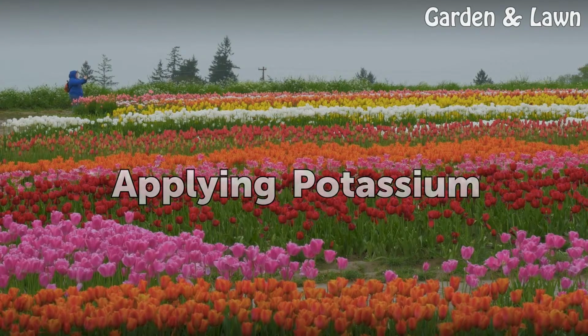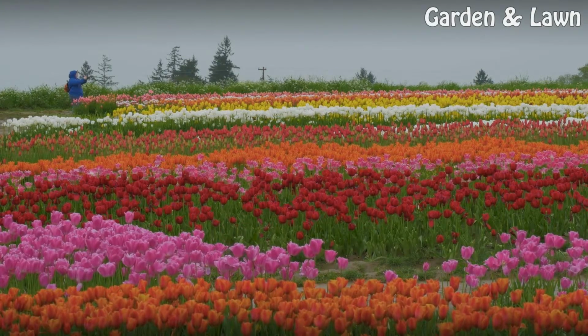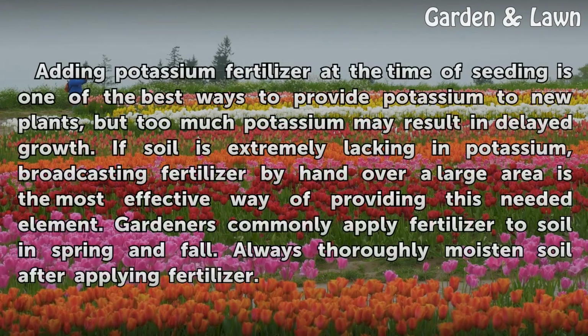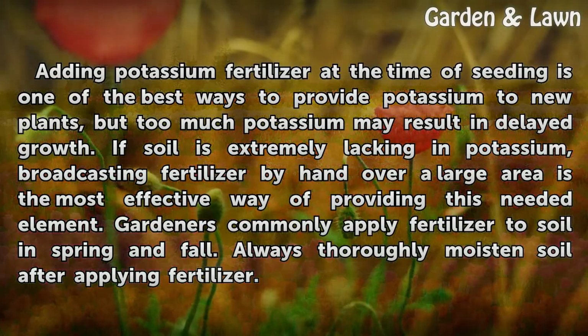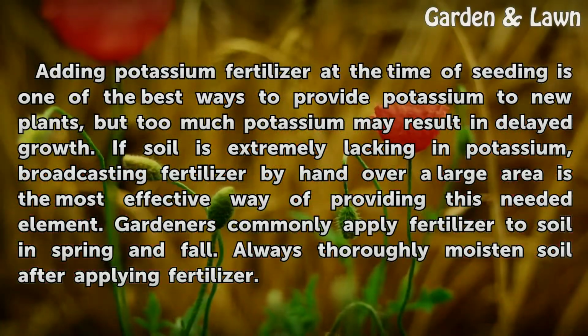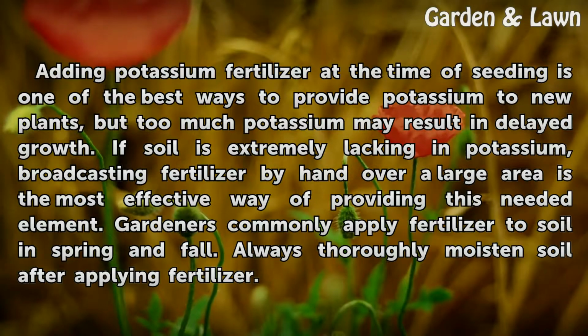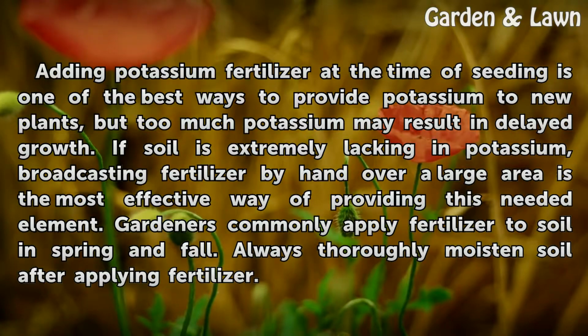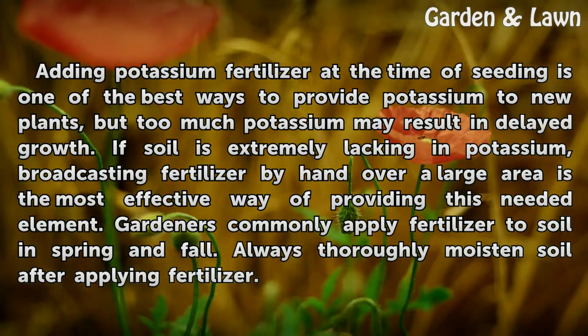Applying potassium. Adding potassium fertilizer at the time of seeding is one of the best ways to provide potassium to new plants, but too much potassium may result in delayed growth. If soil is extremely lacking in potassium, broadcasting fertilizer by hand over a large area is the most effective way of providing this needed element.